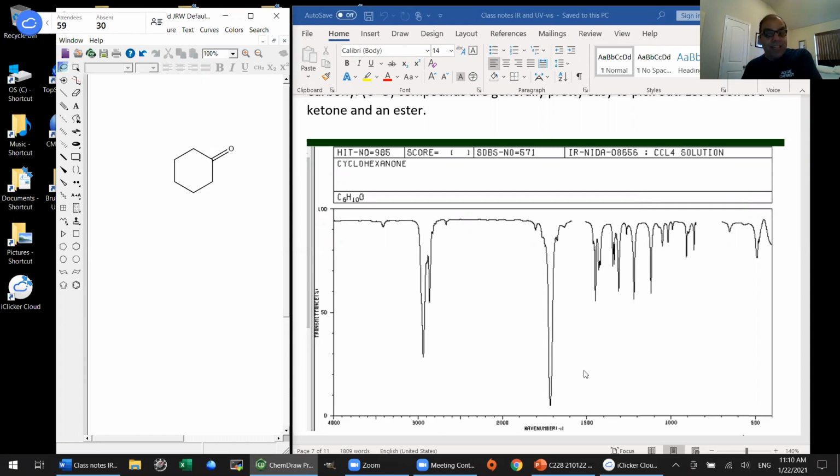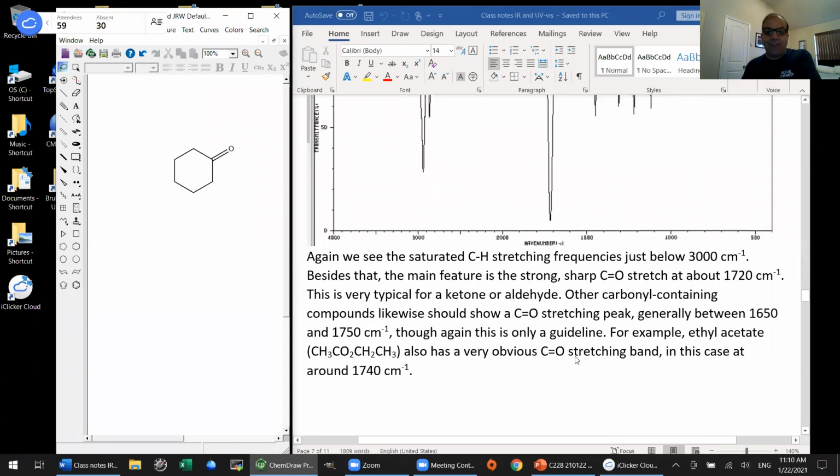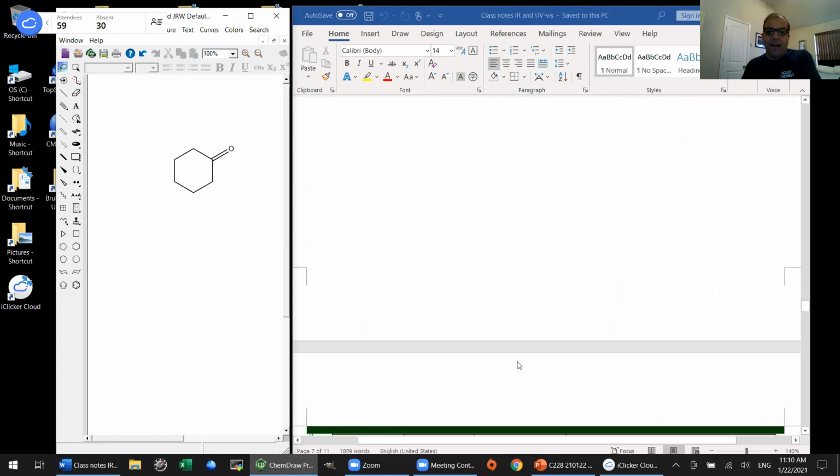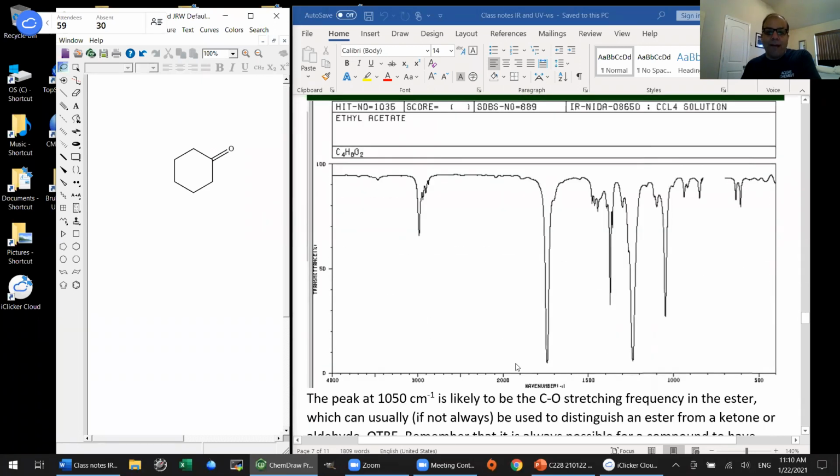Less easy is telling an ester from a ketone, though I think we have an ester next. Again, I've described all that, but this is the spectrum of ethyl acetate, and those are a little bit difficult to tell from each other. Again, 1740 instead of 1710, it's a little higher than the ketone carbonyl stretch, still very prominent, I think you'll agree.